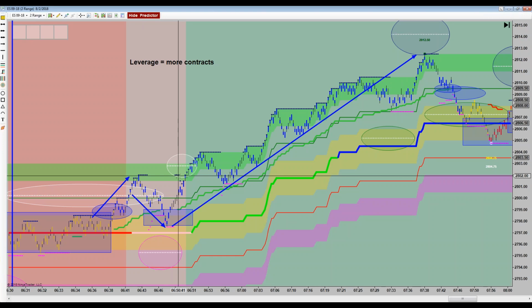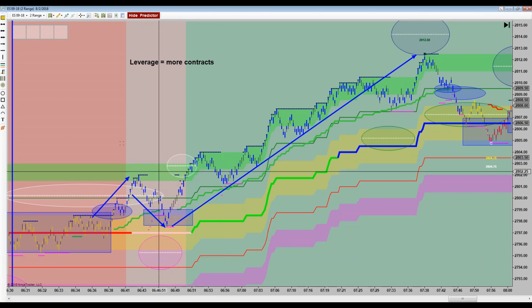Yeah, leverage, more contracts. So what you want to do is that once you get a little better, you'll put 2 on, and you can go up to 4, and then you can go to 5, 10, 20, 50. If your account size can handle it, you can throw as many contracts as you want at this puppy.